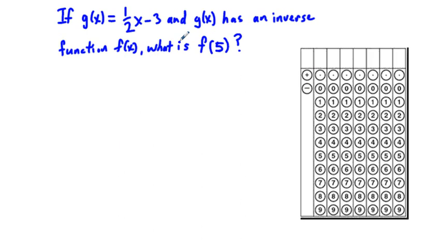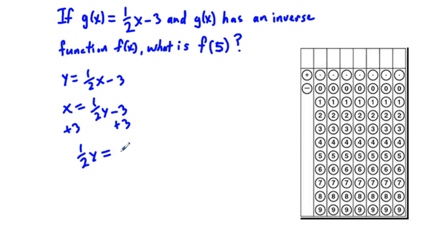If g of x equals 1/2 x minus 3, what is f of 5? So to find f, we have to take the inverse of this. We take y equals 1/2 x minus 3. We rewrite that as x equals 1/2 y minus 3. Solving for y, we add 3, so we have 1/2 y is equal to x plus 3.